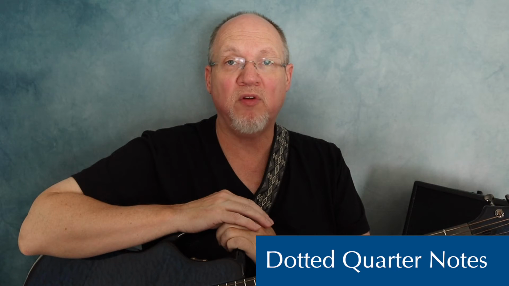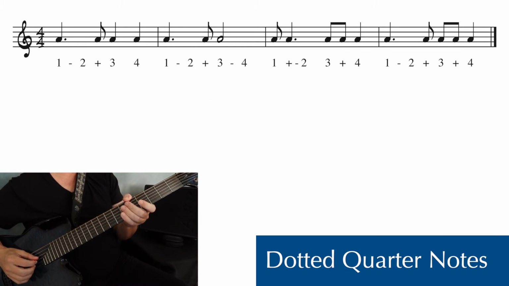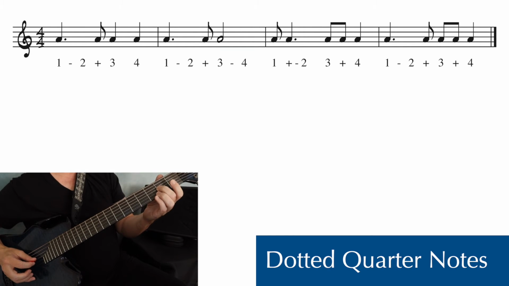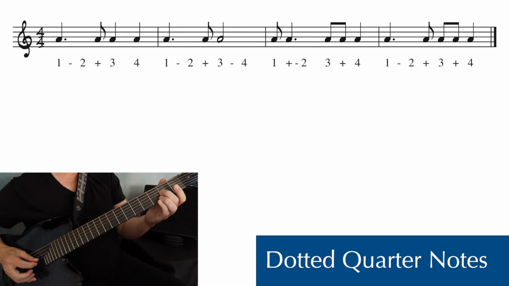Here's a few rhythm examples that include dotted quarter notes. This example is in 4/4 time, and most of the dotted quarter notes are the usual dotted quarter note followed by an eighth. But watch out for measure 3. In that measure, we have an eighth note followed by a dotted quarter note. 2 and 3, 4. 1 and 2 and 3, 4. 1 and 2, 3 and 4. 1 and 2 and 3 and 4.